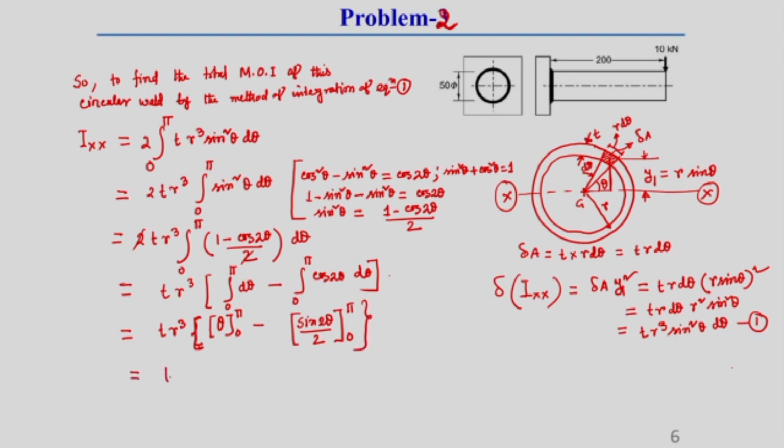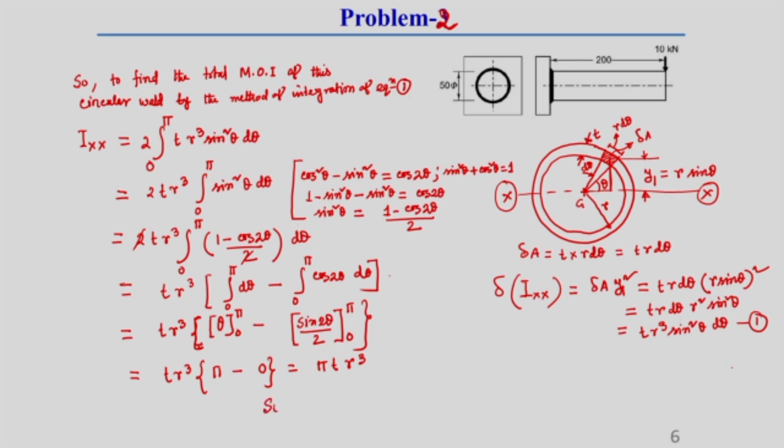Okay. Now, here T r cube for theta we get pi, and for sin 2 theta from 0 to pi it will be 0. So, you can say pi T r cube is equal to the Ixx of this full weld, or we can say Ixx of this annular fillet weld. Okay. So, I have already calculated this Ixx value. So, we can easily find out what is this sigma b. Now, Ixx is known to us. So, what will be the sigma b?